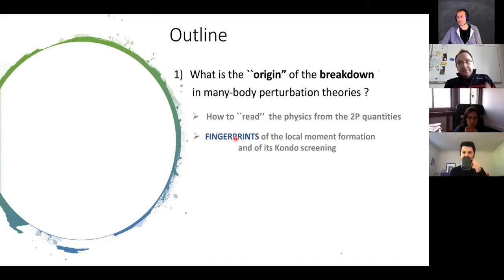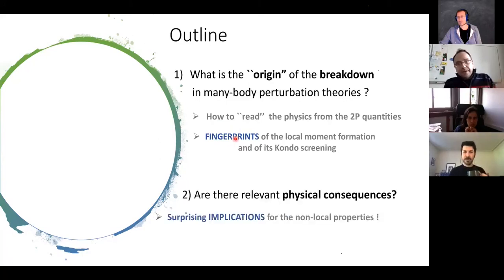And the second question, although I don't know if I will have time, maybe this will be postponed to another occasion, let's see: are there relevant physical consequences, beyond the origin itself, that this non-perturbative manifestation can induce in the physical system? Well, let's start with the first question.